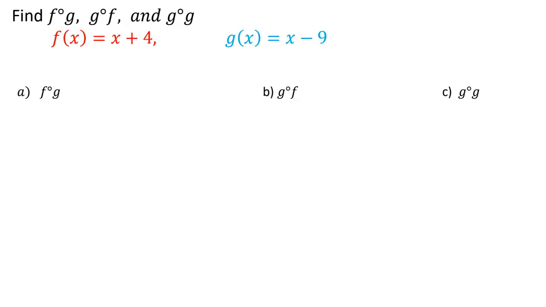So let's go ahead and now move to a different topic. We have a new symbol here: f with an open circle g. This symbol means that we are now doing composition of functions. Here, this first one, a, they want us to find f composed with g.